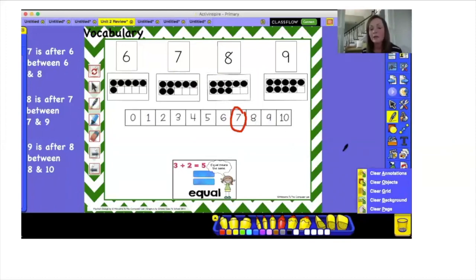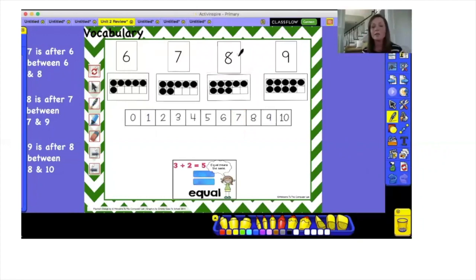Why don't you guys go ahead and take a minute and hold up 7 fingers for me? So we have 1, 2, 3, 4, 5, 6, 7. Great job. All right, so if we look at number 8, when we're looking at our 10 frame, we see 5 at the top and 1, 2, 3 at the bottom, and we see 2 empty spaces. When we're counting and we're looking at our number path, we know that 8 comes after 7 and before 9. 8 is 1 more than 7 and 1 less than 9.